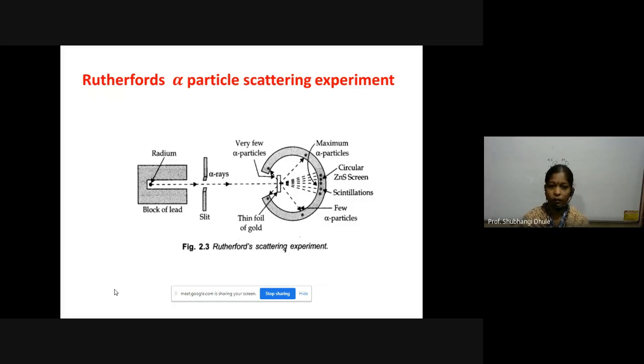There are many points, so I'm just taking them in very short. This is the Rutherford's model of an atom. These are the two very important points. And now we go for the drawbacks.